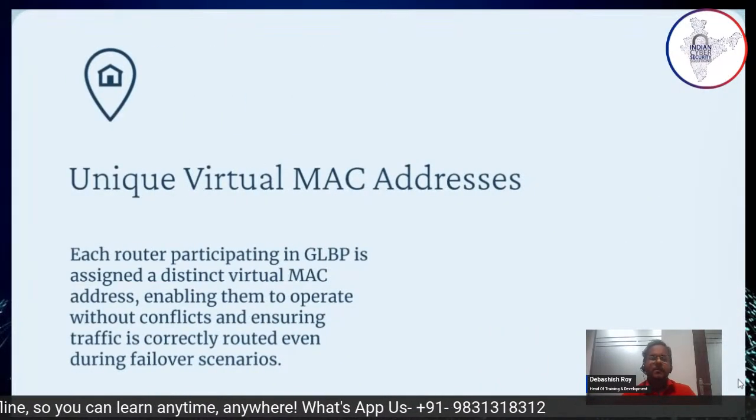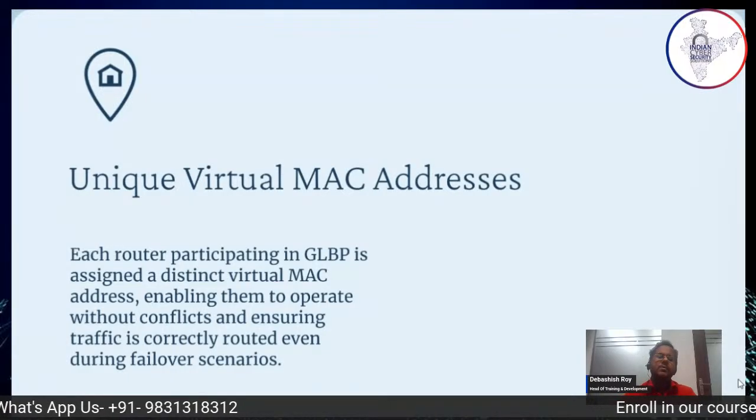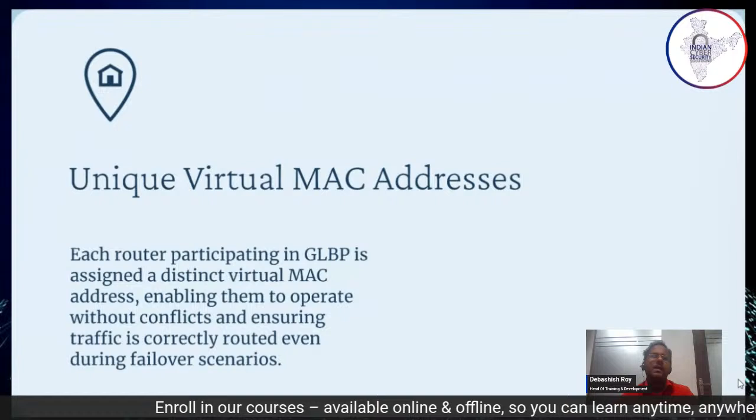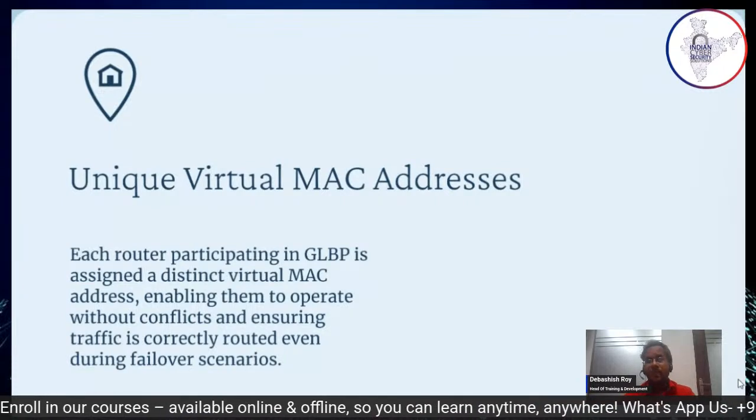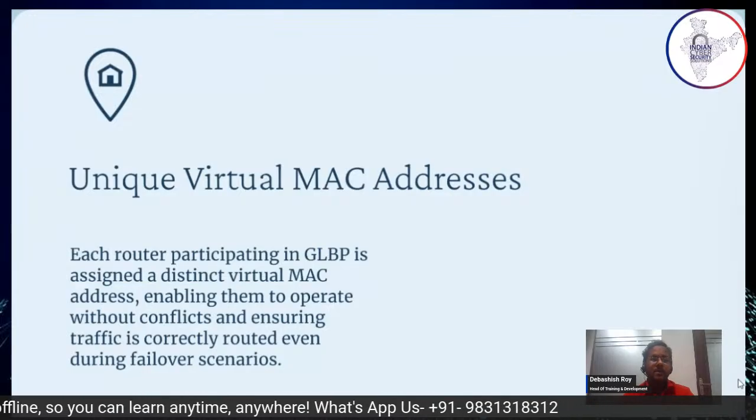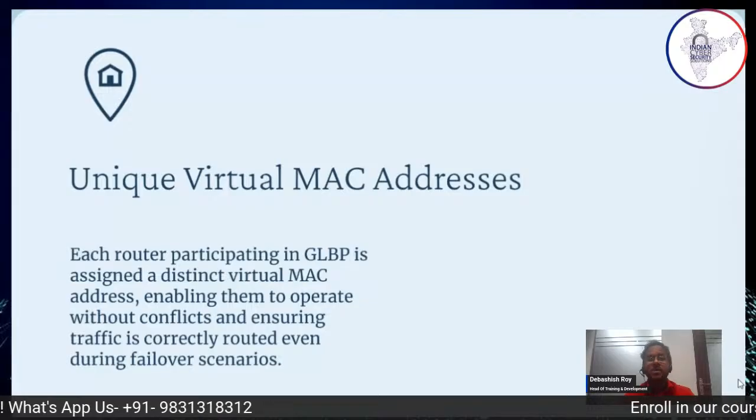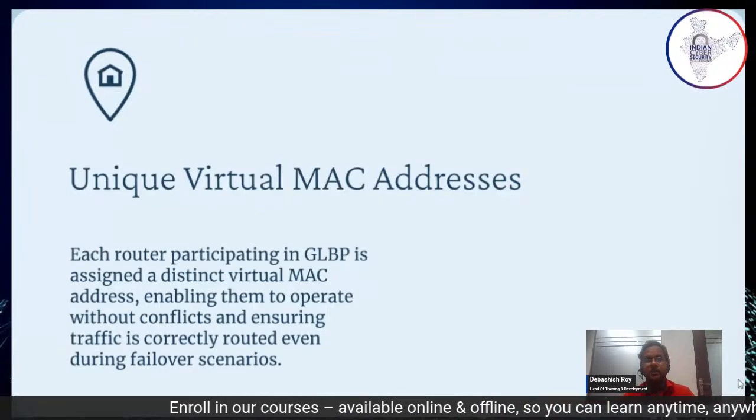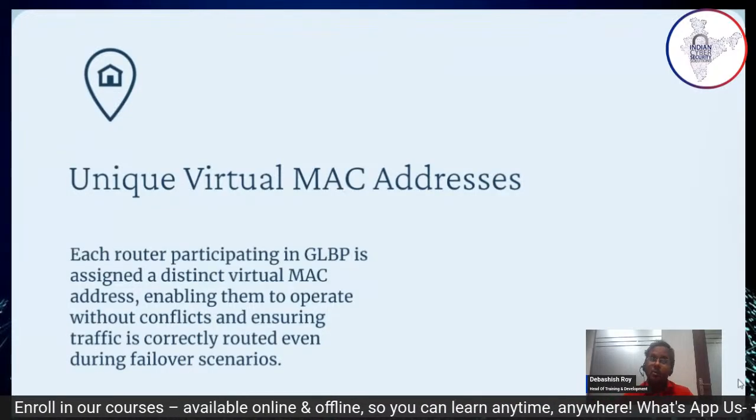Unique virtual MAC address. Each router participating in GLBP is assigned a distinct, unique virtual MAC address, which enables them to operate without conflicts. Now they are called active virtual forwarders, AVF. And there is one AVG, active virtual gateway. Who is the AVG? The router having the highest IP or highest priority will be elected as the AVG in the group, and it will be responsible for resolving the MAC address, like ARP requests. Who will resolve? The AVG, but all others are AVF, including the AVG.